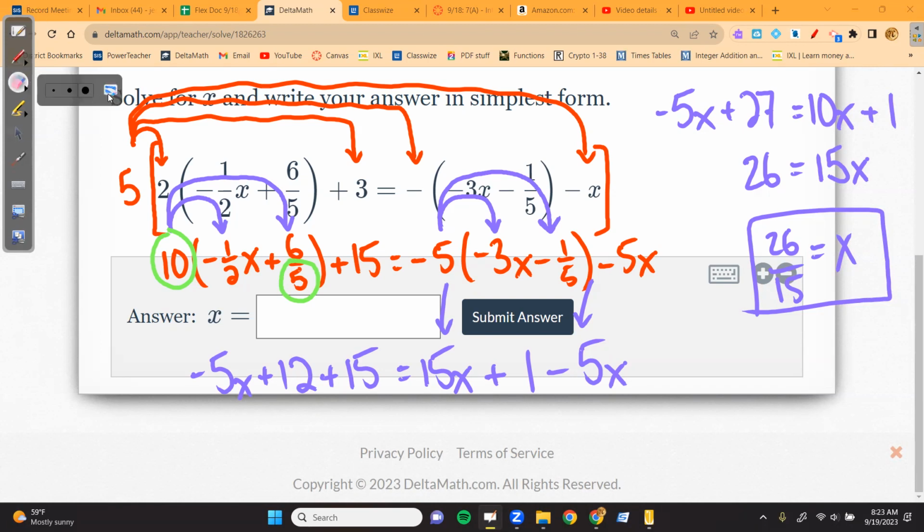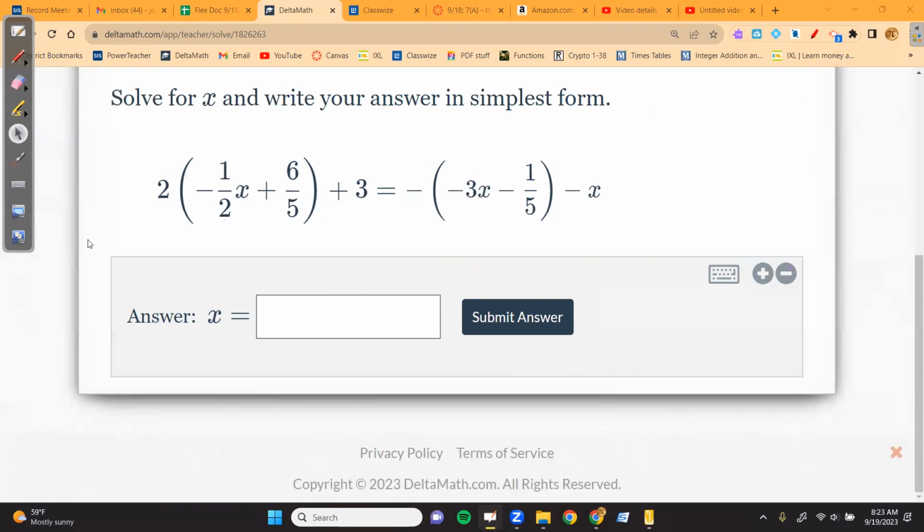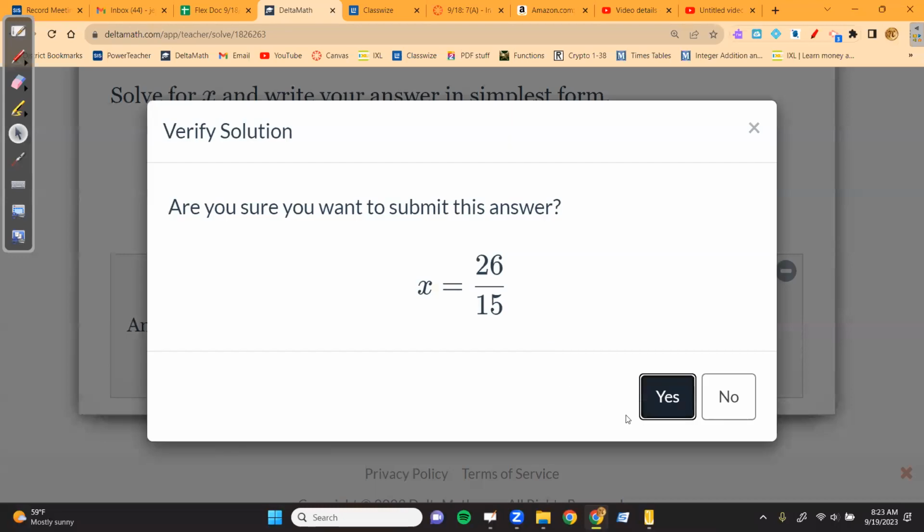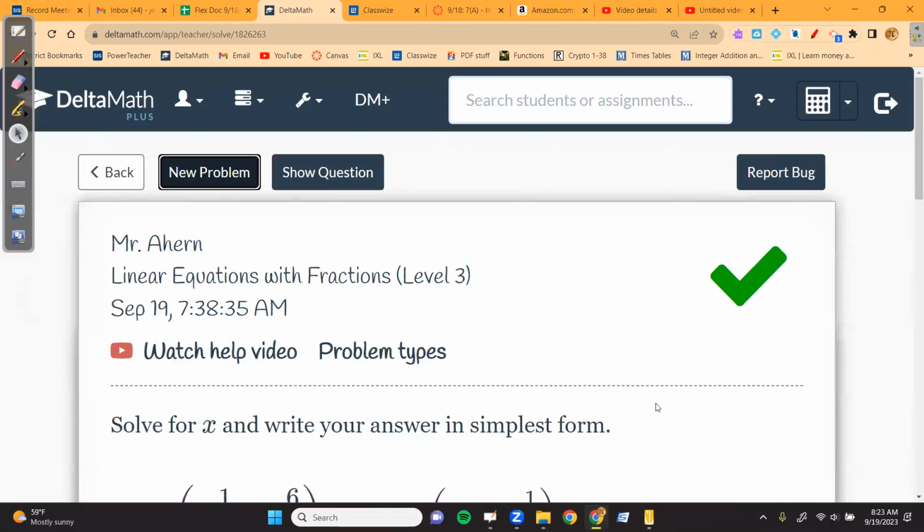So let me erase this. Should we check our answer? I'm scared. Should we try it? Should we all be scared? We did it. All right, let's do another one.